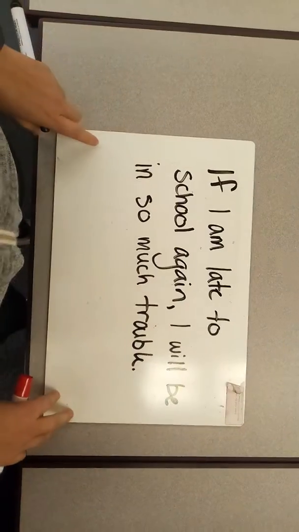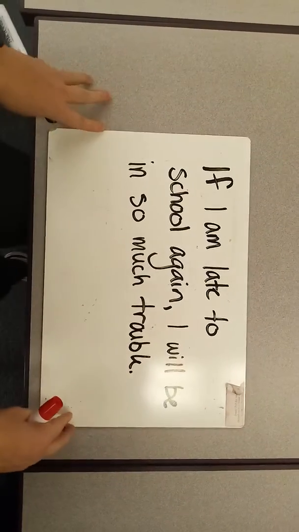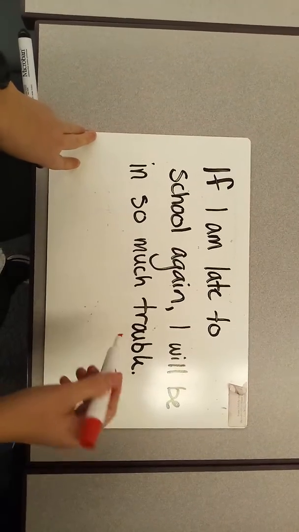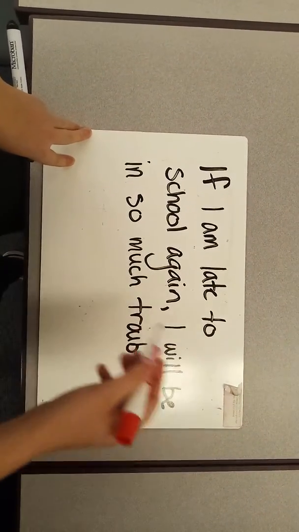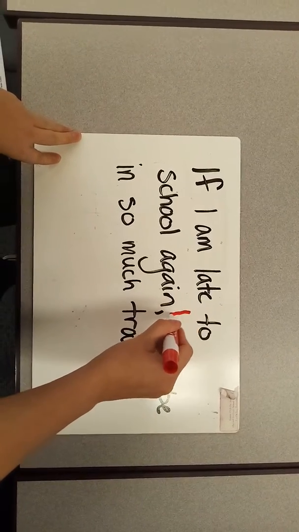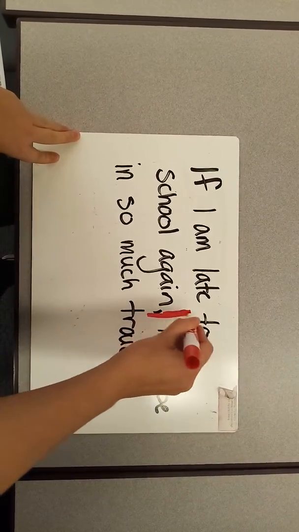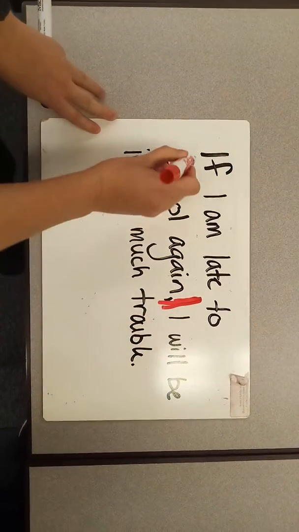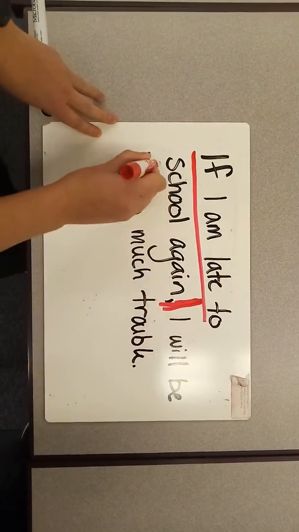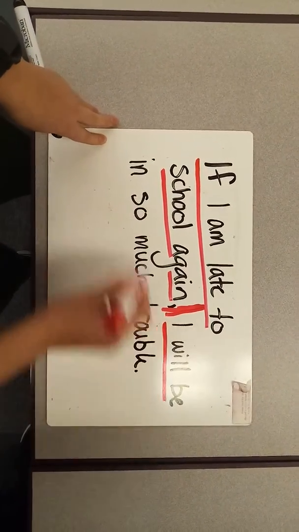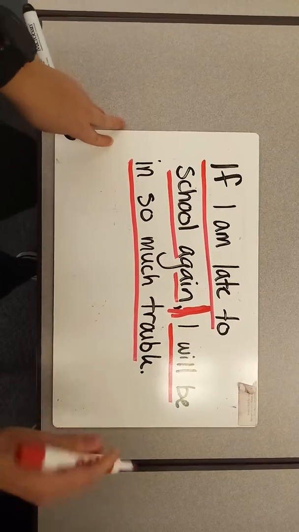Now, this sentence can be split in two ways. The easiest way to split sentences when you're looking for complex and compound sentences is right where the punctuation is. So we're going to split it right down the middle here where the comma is. One half of this is, if I am late to school again. The other half is, I will be in so much trouble.